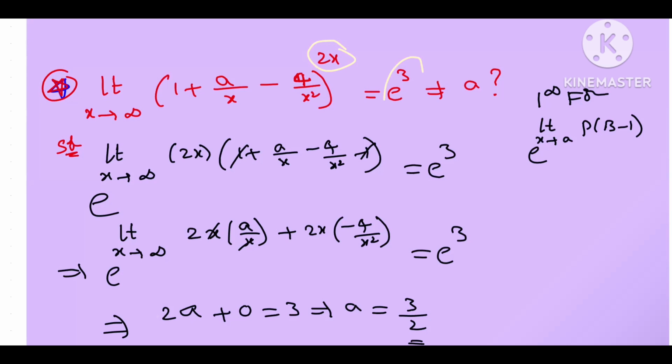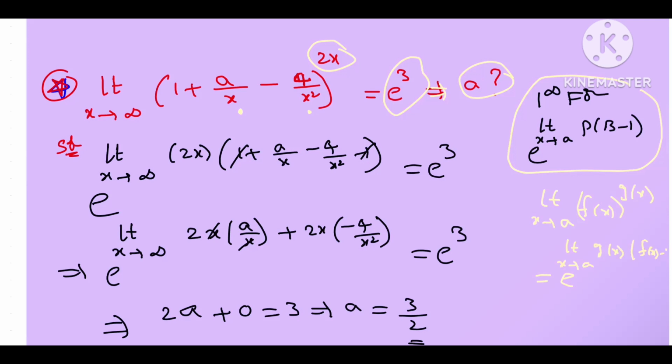So now substitute infinity in the expression. What do we get here? 1 plus this is 0, minus 0, so 1 to the power infinity. There is one formula for 1 to the power infinity. What is the formula? Limit x tends to a, f of x power g of x is equal to e to the power limit x tends to a, g of x into f of x minus 1.